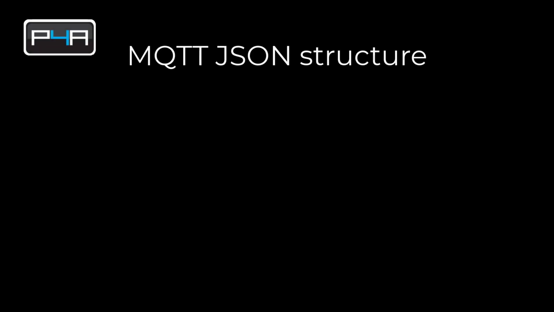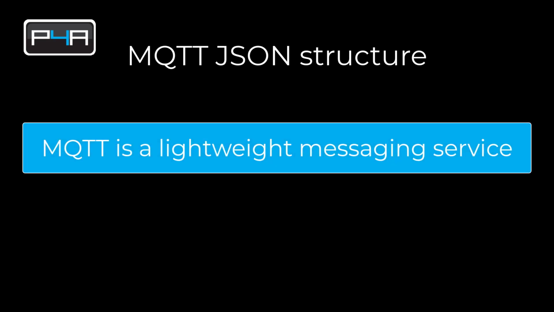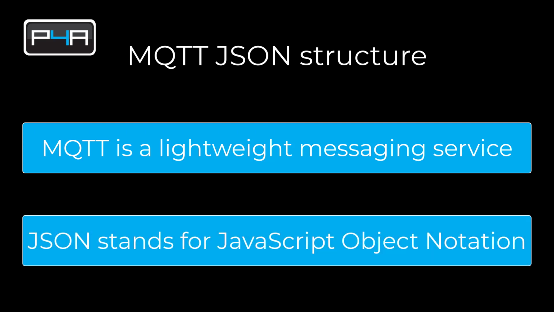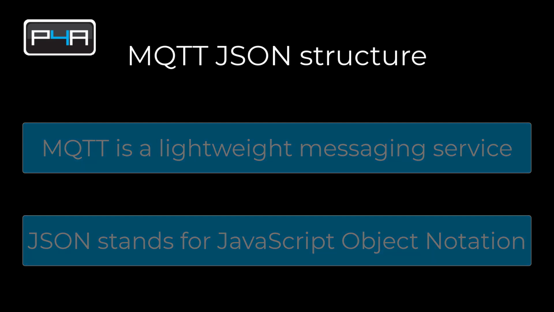Today, we're going to look at using the JSON format with a Movicon Next MQTT driver for both subscribing and publishing. MQTT is a lightweight messaging service widely used by Industry 4.0 as well as IIoT. JSON is a method of formatting data to send via MQTT. JSON stands for JavaScript Object Notation.